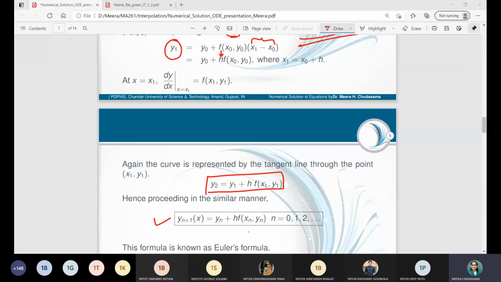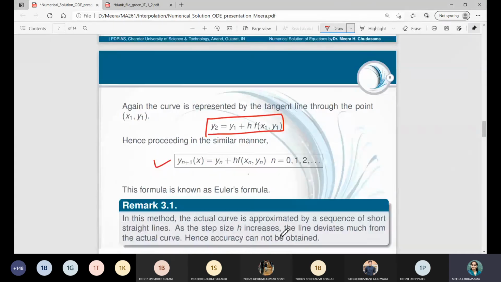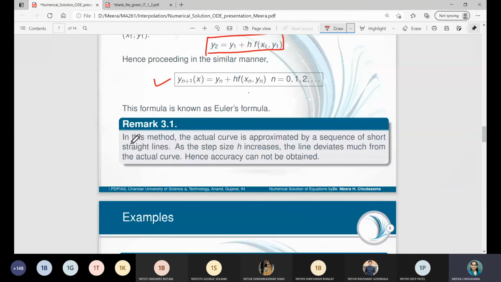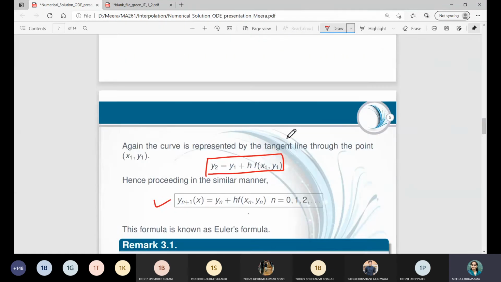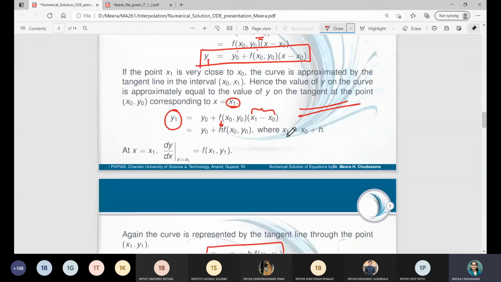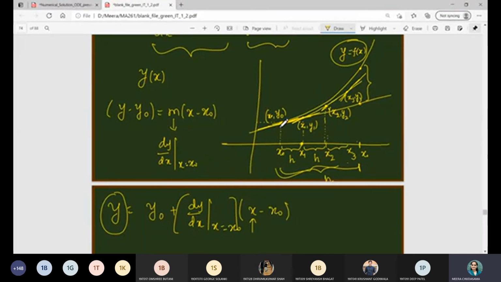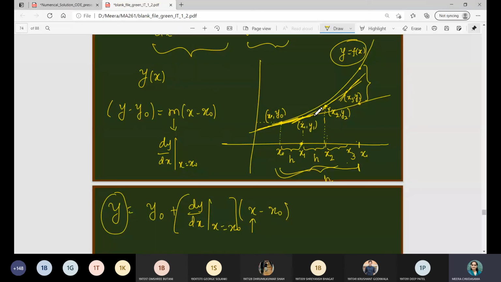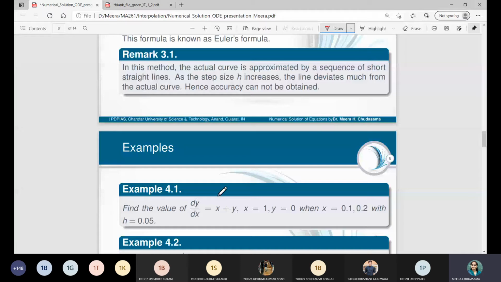Okay. So, as a remark, in this method, the actual curve is approximated by a sequence of short straight lines. As you saw in the figure, we approximate the whole curve by short lines, by taking tangents along the curve. So the actual curve is approximated by a sequence of short straight lines.